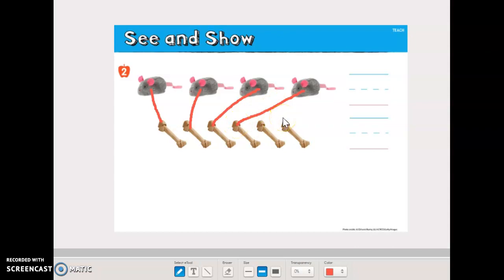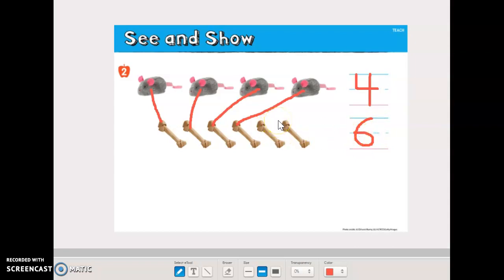All right, so we have the number, how many mice? Count them and see. And you're going to be writing a 4 right here for how many there are. Ooh, wow, I did a really good 4 that time. All right, and then let's count our bones. 1, 2, 3, 4, 5, 6. We ended up with 2 extras on the bones that did not match up with the mice.